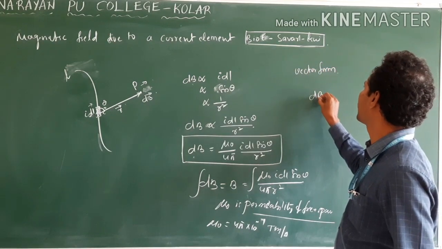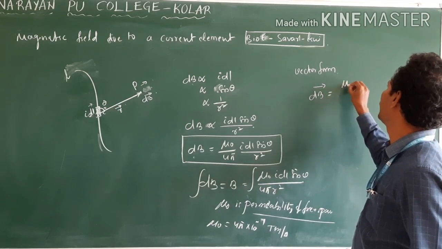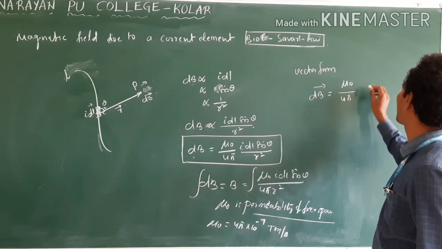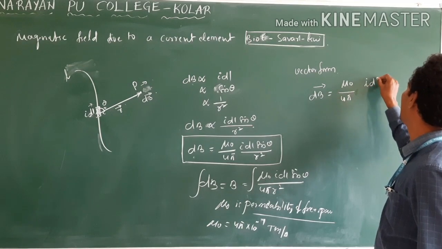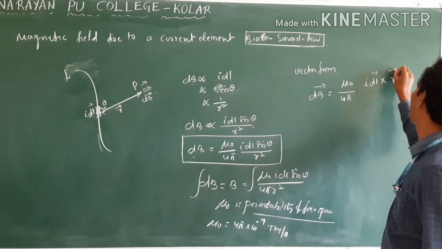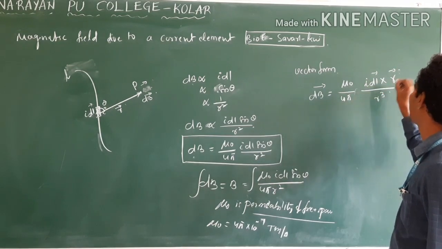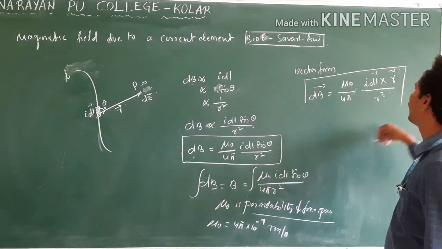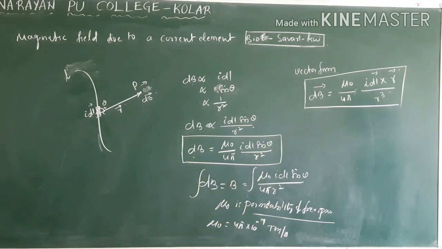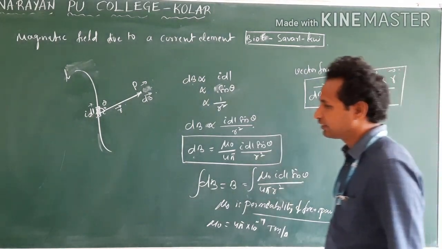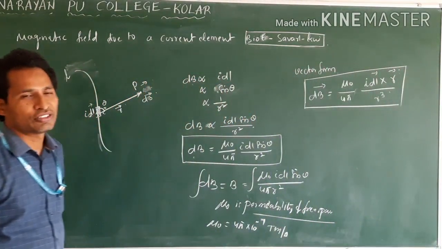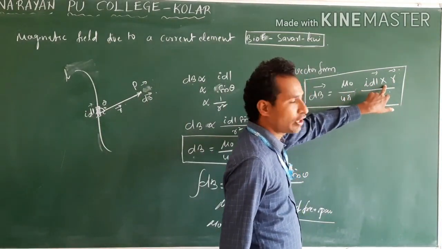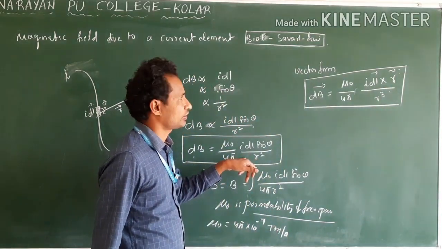So dB is equal to mu naught by 4 pi, I dl cross r by r cube. Clear? This is the vector form. We do expect this in competitive exams. It was already asked in CET, the vector form of Biot-Savart law. Now dl cross r, cross product, apply the formula and you will get the same. Clear?